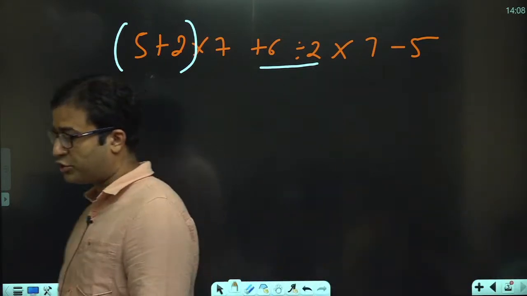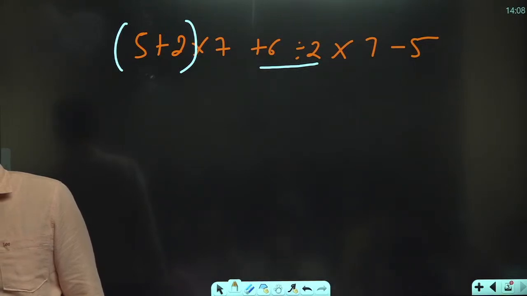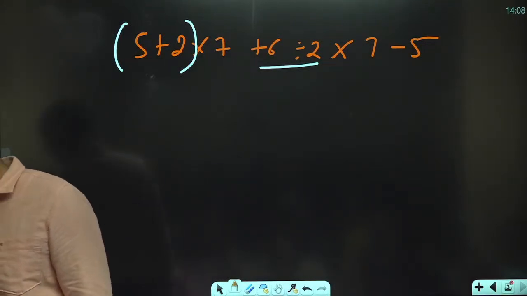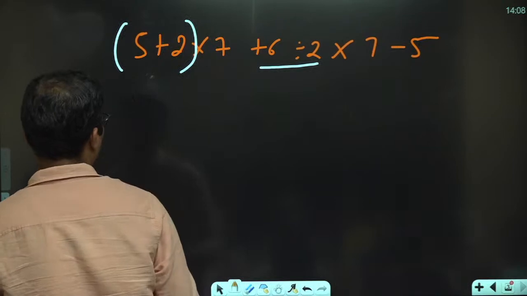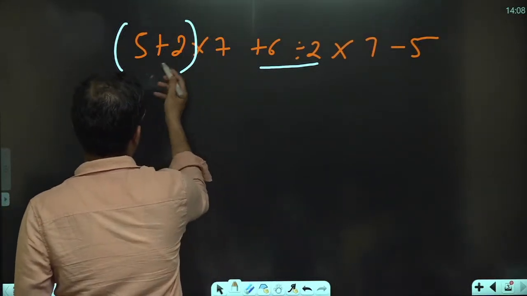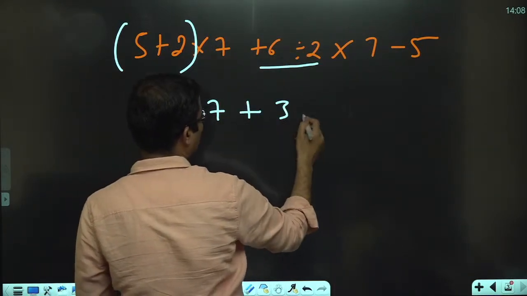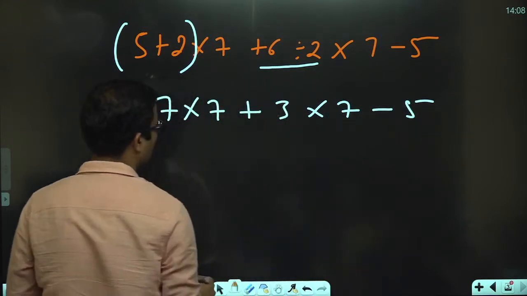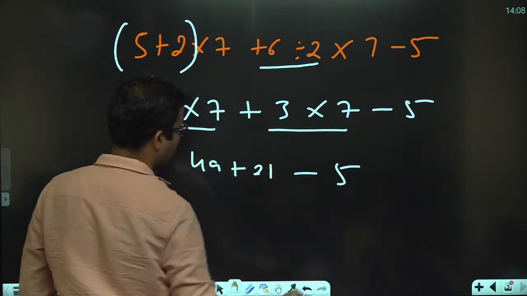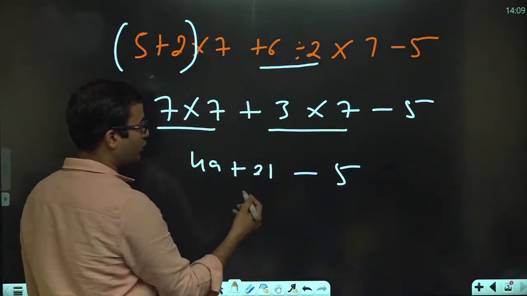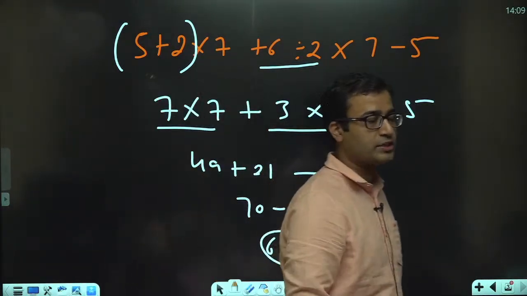If any one of you have done, what is your answer here? So first we have to solve this bracket. This is 7 multiply with 7. Then you have to solve this division. 3 multiply with 7 minus 5. So here now we have two multiplication. This is 49 plus 21 minus 5. So here 49 plus 21 is 70, minus 5 is 65, that is the answer. So we will follow the sequence step by step.